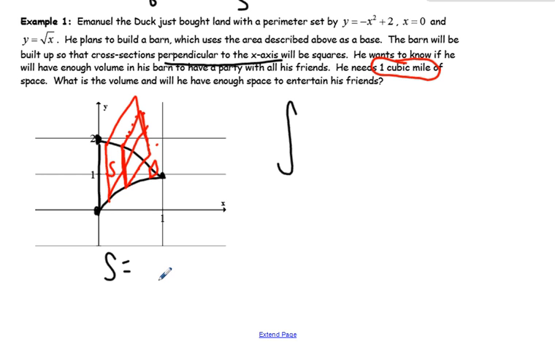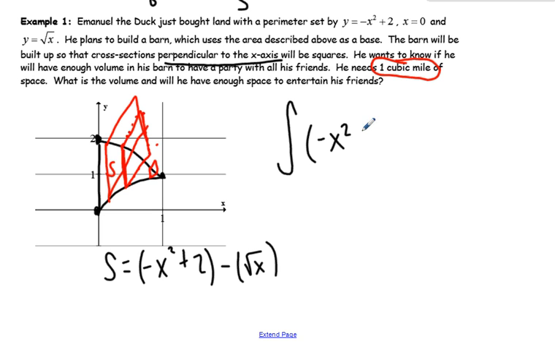So that's going to be the negative x squared plus 2, and then minus the bottom, which is the square root of x. Okay, so that's my s. So I'm going to put that here inside the integral, and I don't need all those parentheses. So that's going to be negative x squared plus 2 minus the square root of x, and then that whole thing is being squared. And then, of course, we need our dx.